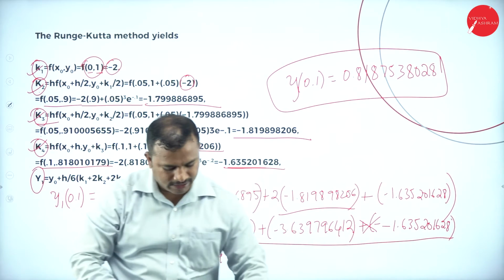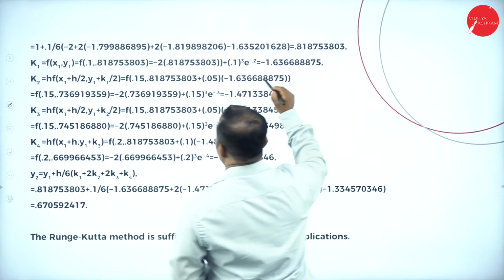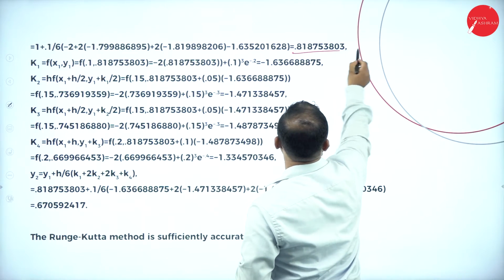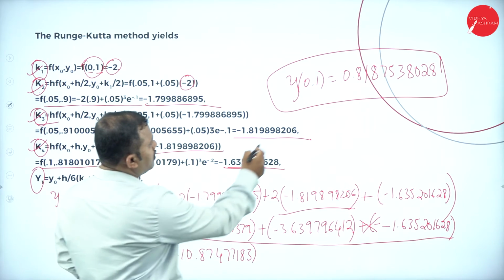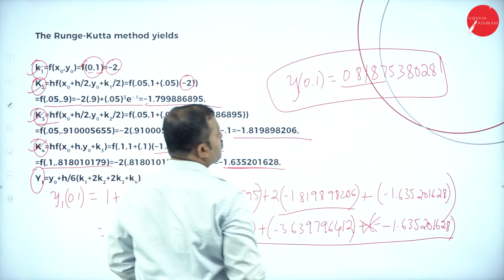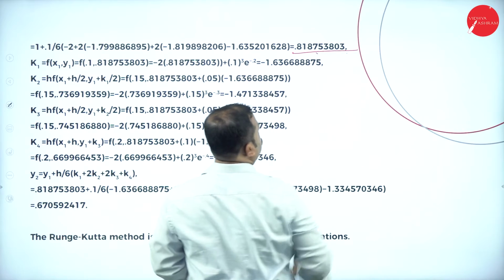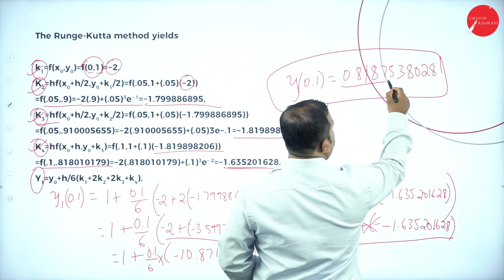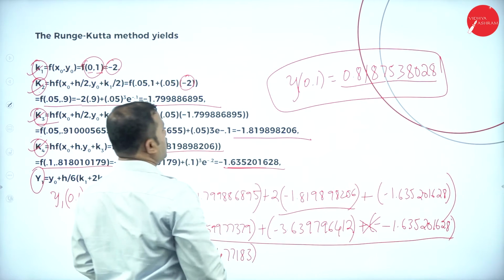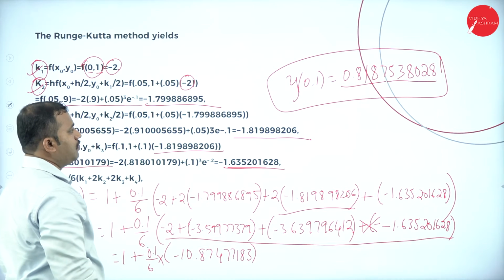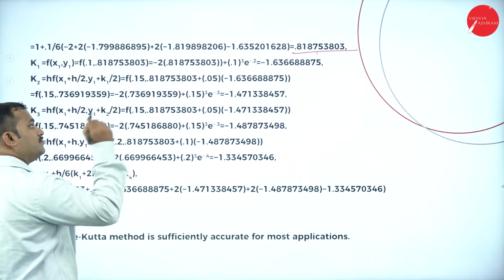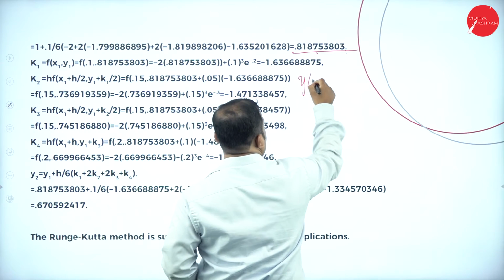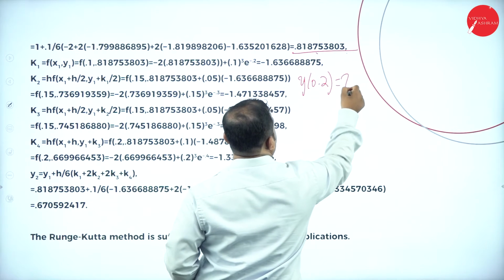Let us cross verify that in the next slide. Look at it. We have found the value which is equal to 0.818753803. That is the value of y of 0.1. If that is the case, how can I find out the value of y of 0.2? How can I determine that?